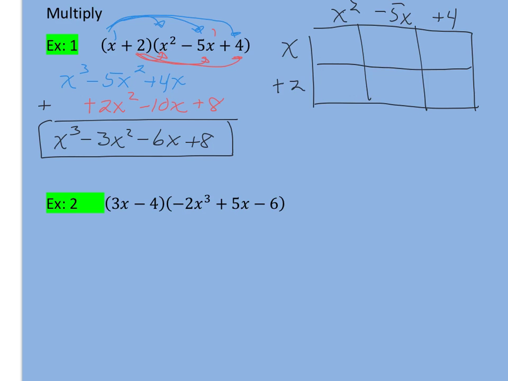And you will get these identical things here. Again, the problem is your like terms don't necessarily line up, and you can easily make a mistake. So I do prefer this method.